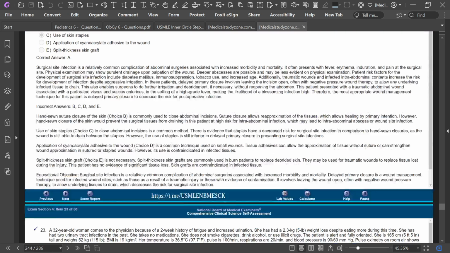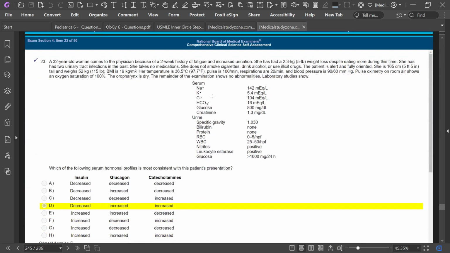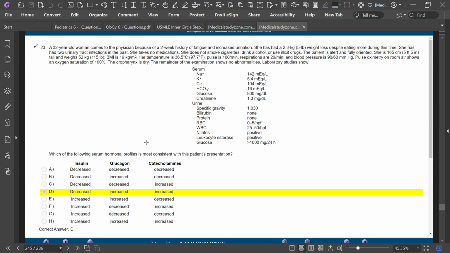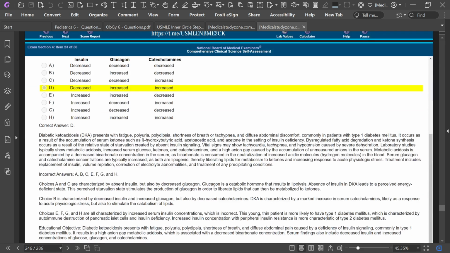Labs: sodium is normal, potassium is high, chloride is normal, bicarb is low, glucose is super high, creatinine high. Urine specific gravity, I don't remember. Bilirubin none, protein none, RBCs some, five. White blood cells a lot, nitrites positive, leukocyte esterase positive, glucose a lot. Which of the following serum hormonal profiles is most consistent with the patient's presentation?